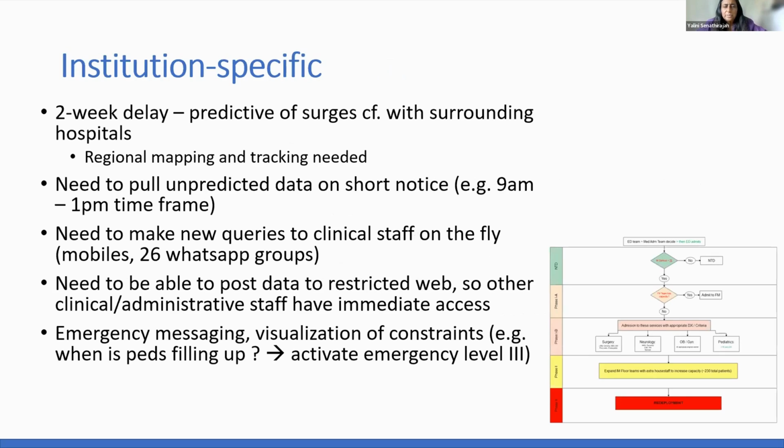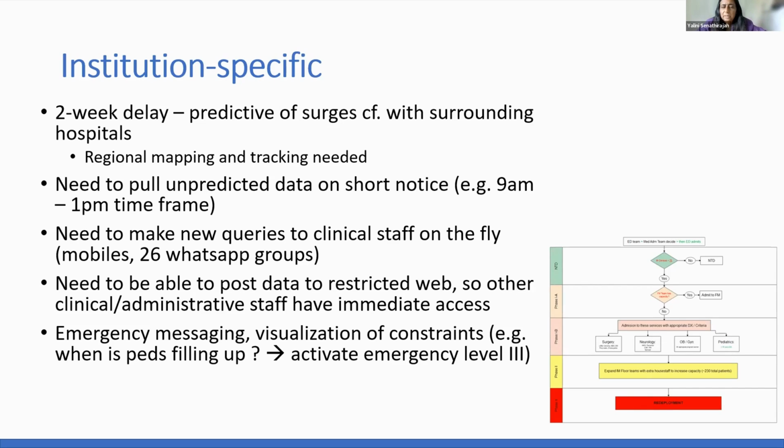There were institution-specific needs. One interesting point was that this hospital would keep track of the surges in hospitals in the surrounding area, and they knew that if surrounding hospitals had a surge, they would have one 2 weeks later. They felt there were reasons related to the population about why that might be. I mentioned the need to pull unpredicted data on short notice.